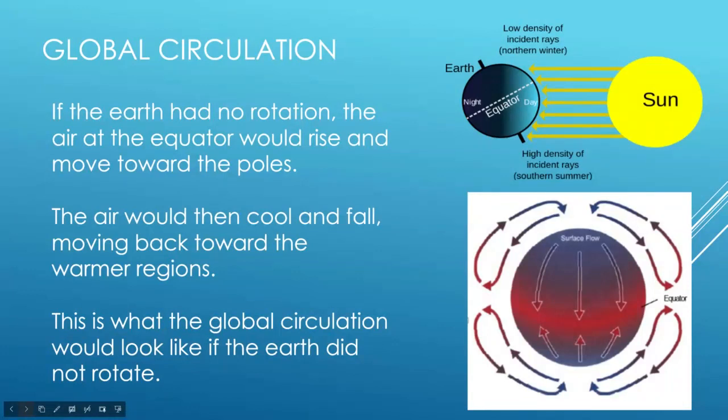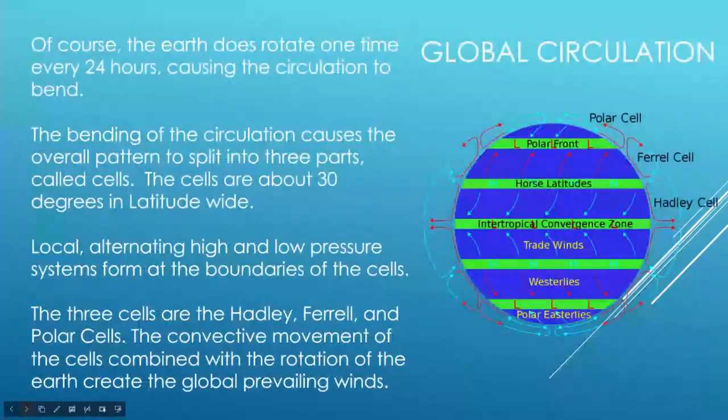Later on, we are going to talk about land breezes and sea breezes. This is exactly what happens. Global circulation would look like that if the Earth was not rotating. But we rotate once every 24 hours, so that actually creates a 3-cell model. Call those the Hadley, Ferrel, and Polar cells. Where we live is basically in the Ferrel cell, at 36 degrees north of the equator.